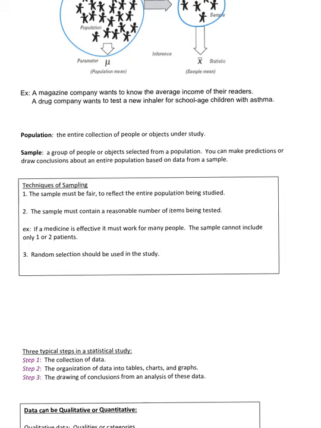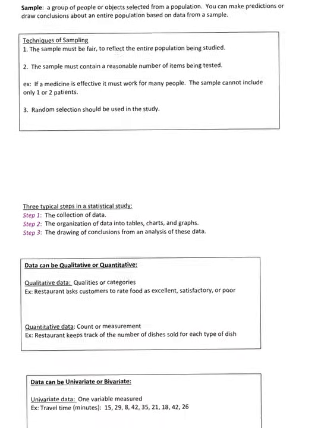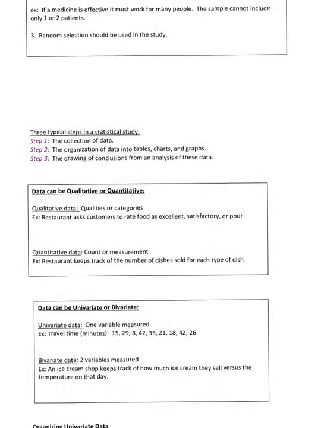The sample has to be fair. It has to reflect the entire population being studied. So you can't only look at boys or only look at girls. The sample must contain a reasonable number of items being tested. So you can't test on only a group of 10 kids. It would have to be tested on hundreds of kids. And random selection should be used in the study. So you should randomly select people so that it's fair and unbiased. Biased is when it's not a fair study.